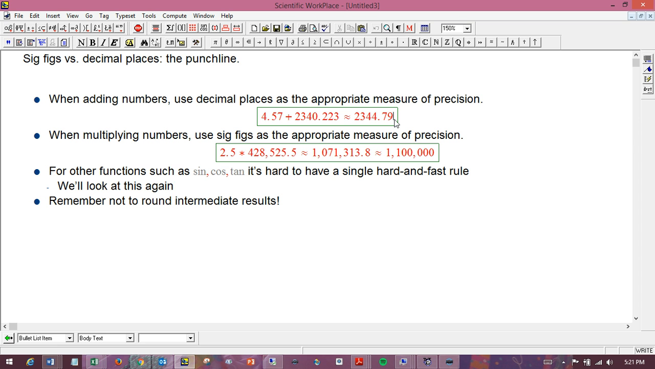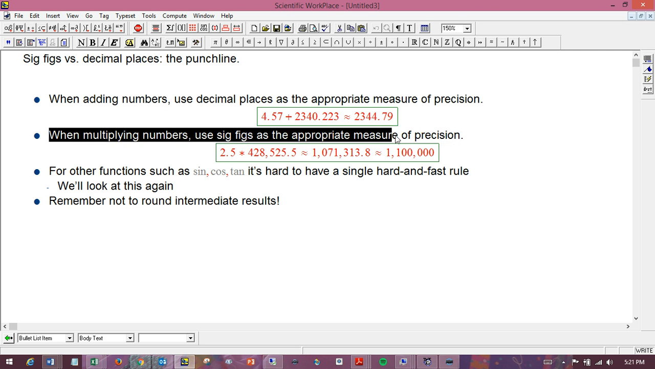We can go to two decimal places, even though if you use sig figs, this is 3 sig figs and this is 6. That's okay, because it's really decimal places that are the more appropriate measure of precision when you're adding quantities. However, when you're multiplying numbers, it's the opposite. We only want to use sig figs as the appropriate measure of precision.